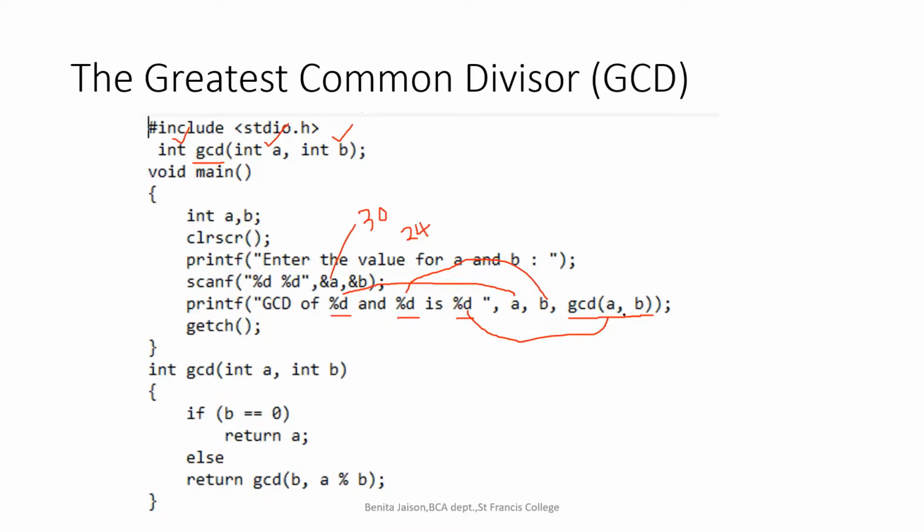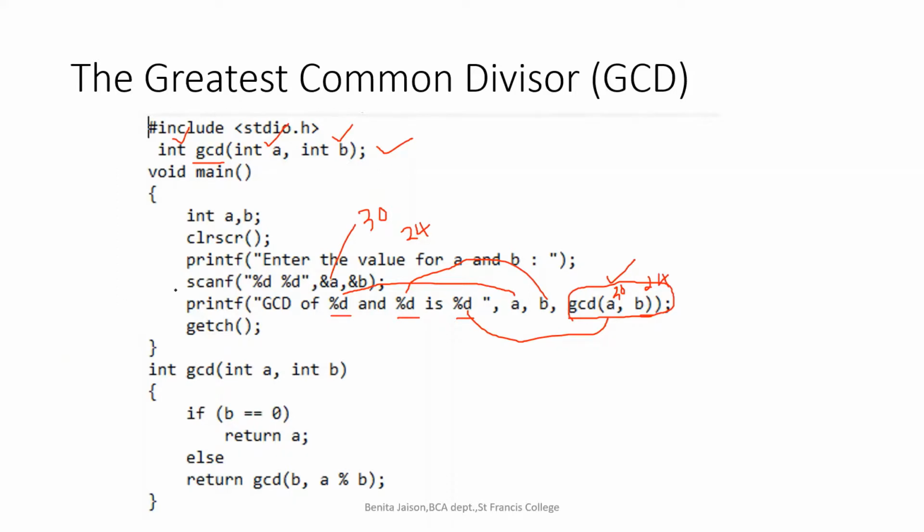So GCD of a comma b, what is this? It is a function call, right? Understood? We already declared the function over here. We informed the compiler that we are going to have a function, and now here in the main we are going to make a function call GCD(a, b). What are the values which will be passed? 30 comma 24. This will be our actual arguments.